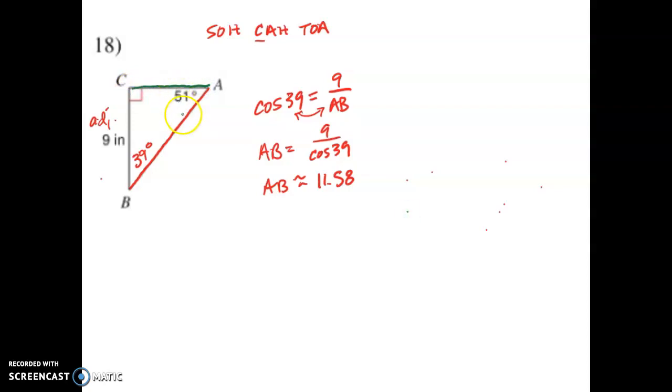All right, next side that we have to find is AC. We can use either the 51-degree angle or the 39-degree angle to find AC. Doesn't really matter, but pick one, and once you pick one, it's going to define what trig function is useful. So we'll use the 51 here.